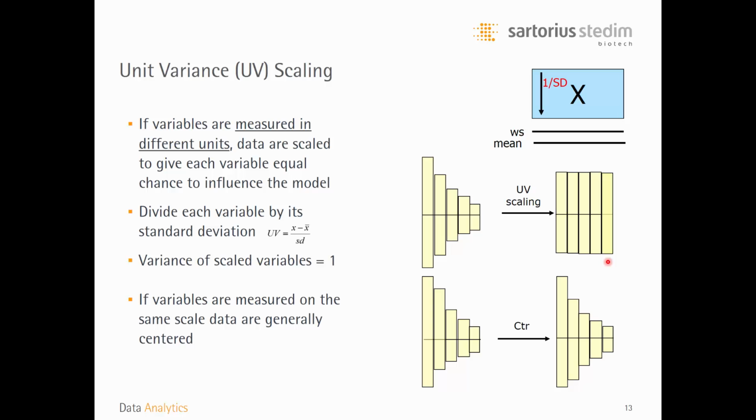However, if the variables are measured on the same scale, data are generally only centered, and this applies, for instance, to spectral data. Spectral variables have the same underlying generating mechanism behind them, and therefore there is information in variations in the signal amplitudes. So for that reason, the spectral data are usually only centered. But we will come back to that in the second data set, where we will compare the effect of unit variance scaling and centering.